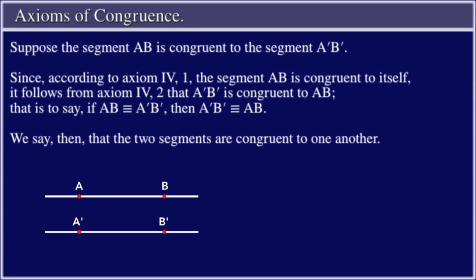Suppose that the segment AB is congruent to the segment A'B'. Since according to axiom 4,1, the segment AB is congruent to itself, it follows from axiom 4,2 that A'B' is congruent to AB. That is to say, if AB is congruent to A'B', then A'B' is congruent to AB. We say then that the two segments are congruent to one another.